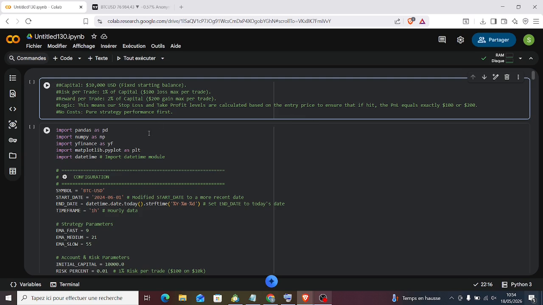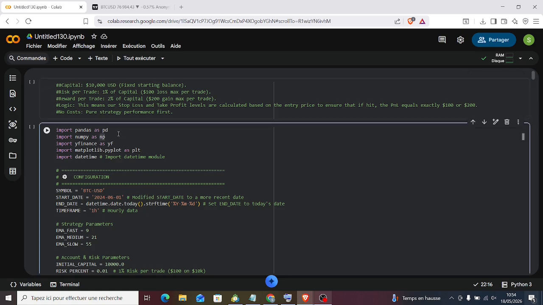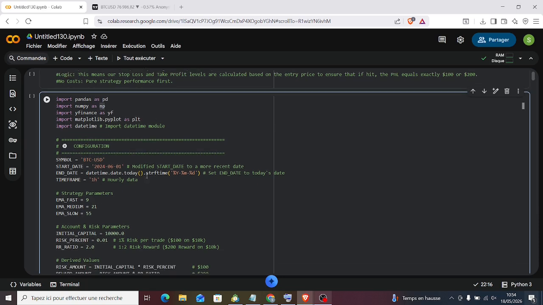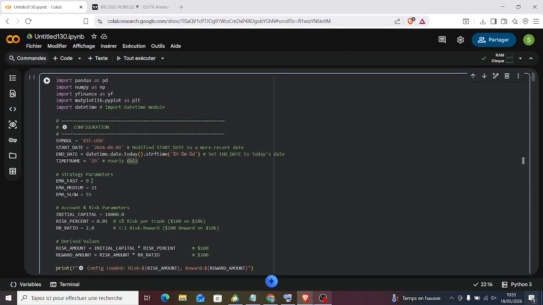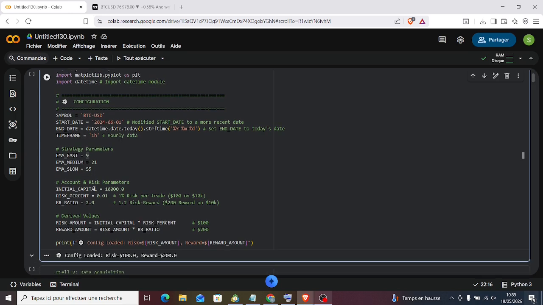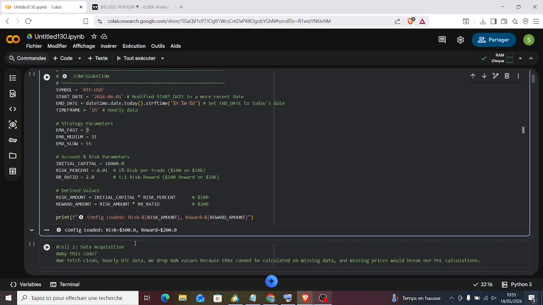Pure strategy performance first. We will start by loading our libraries. We're going to use Pandas, NumPy, yFinance, Matplotlib, and Datetime. Then we load BTCUSD hourly data from June 2024 until today. The strategy parameters are EMA fast, 9, EMA medium, 21, EMA slow, 55. The risk is $100. The reward is $200.